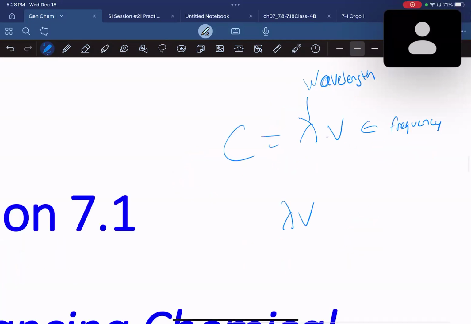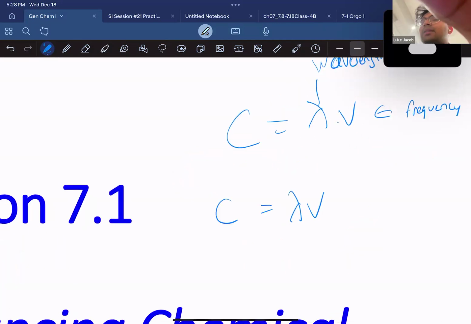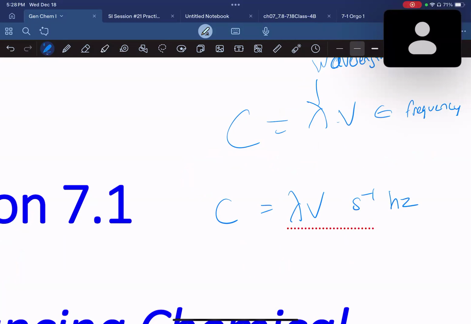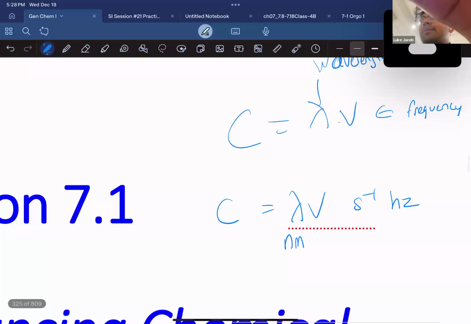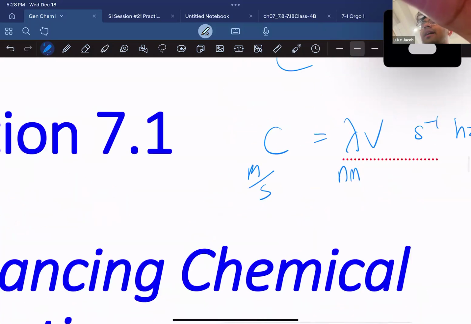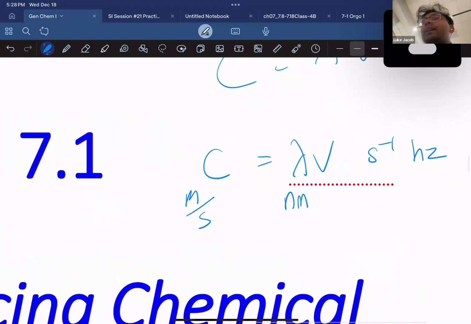So that's all about plugging and solving, right? Frequency is always shown in negative exponents, like s to the -1, or hertz. Lambda is usually expressed in nanometers. The problem is that sometimes the speed of light is expressed in meters per second, and a lot of people struggle with converting meters to nanometers.